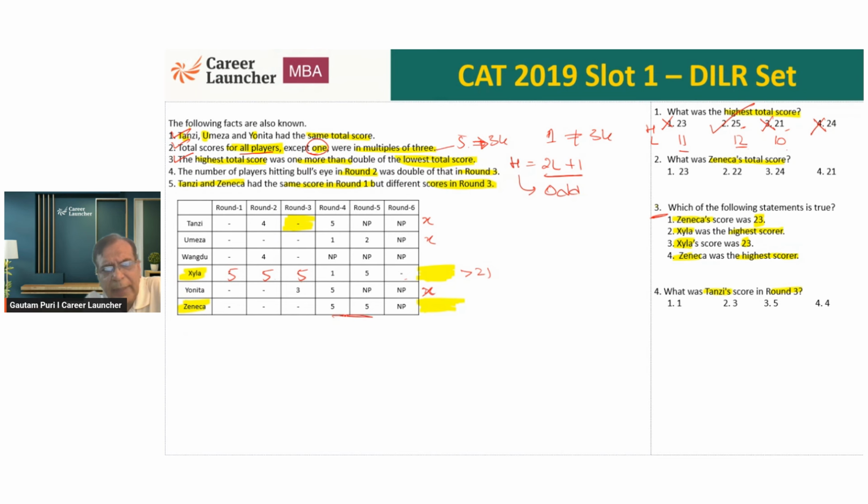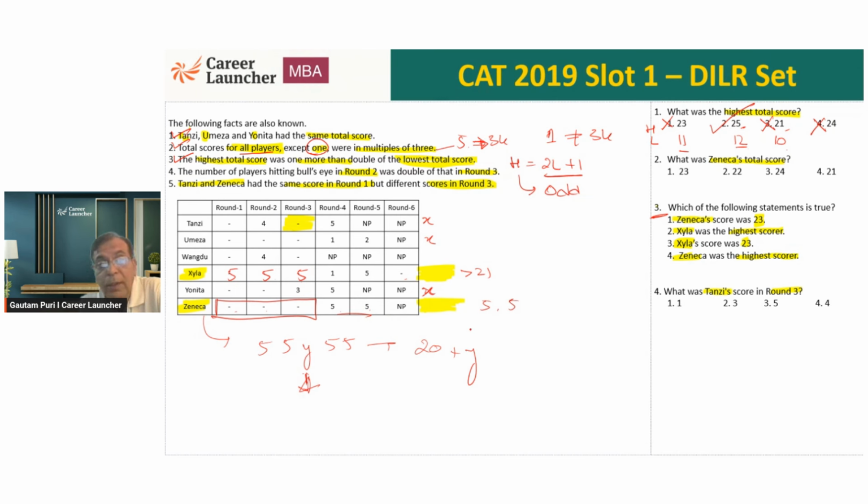Zeneca has participated in round 4 and 5. That means in the remaining rounds, round 1, 2, 3, would have got 5 and 5. So what will be the score? 1, 2, 3, 4. 20 plus this. Let's say out of the first 3 rounds, they'll get 5, 5 and let's say Y, and these two are 5, 5. So what will be the total score of Zeneca? 20 plus Y. What is the maximum value of Y? It cannot be 5. Why? Because if this Y is also 5, that means Zeneca has got 3 bullseyes and would have then participated in round 6 also. So the maximum value of Y is 4.